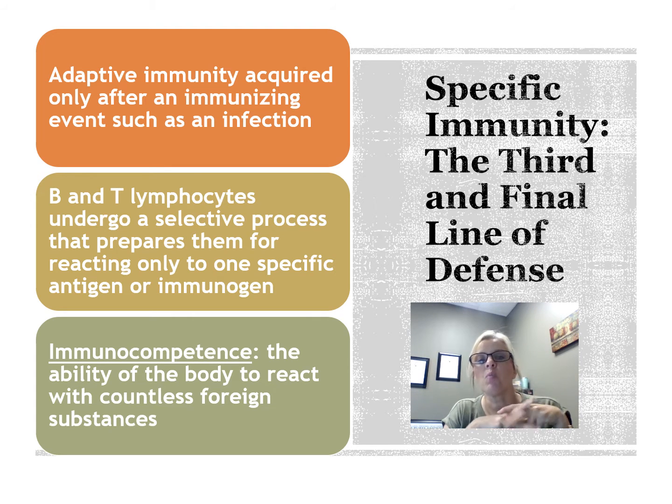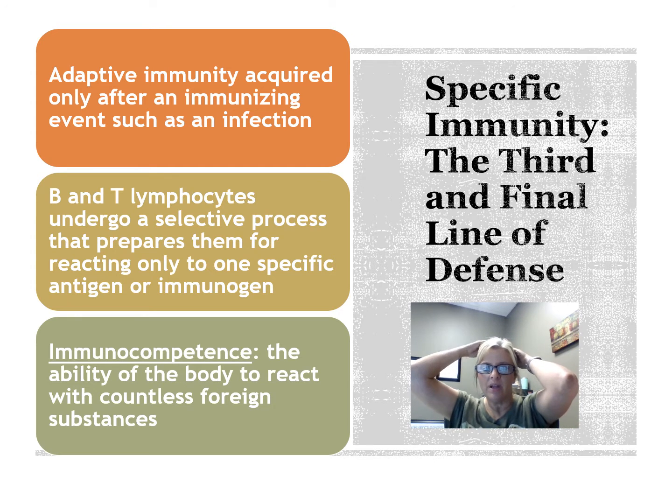An infant is born with the potential to react to a vast, innumerable amount of substances. So we have what we call a great immunocompetence. That means the ability to react with basically any foreign substance, any pathogen or antigen that we come into contact with. We have a match. Now, it's one single match, okay? And so until we come into contact with it, these aren't utilized. They're just sitting there, okay?